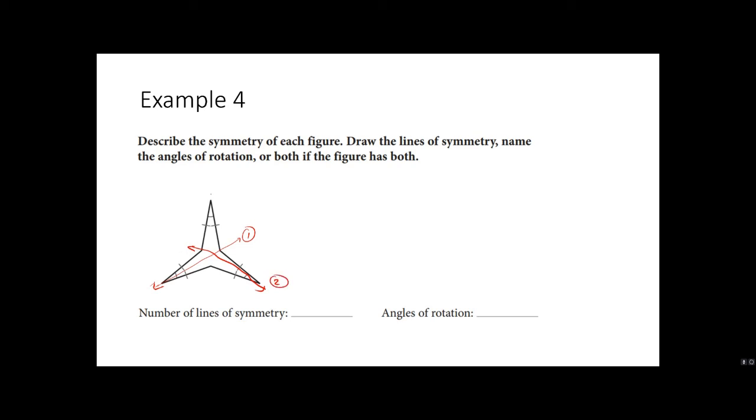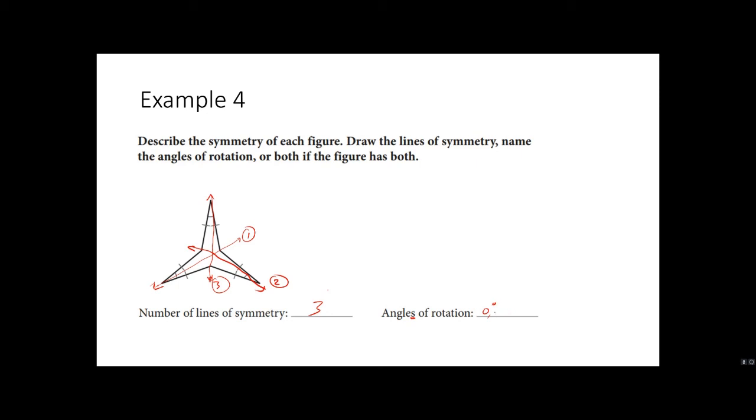And lastly, if I was to fold here, that would be my 3rd line of symmetry. So it looks like we only have 3 lines of symmetry. Now angles, again, angles, that's plural. If you didn't rotate it at all, that would also work, actually. It's kind of a little joke.